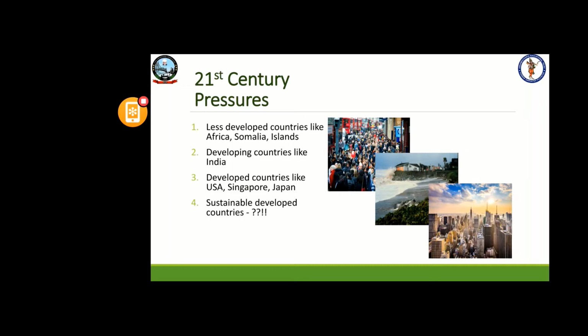Let us see what the pressures in the 21st century are in terms of environment.